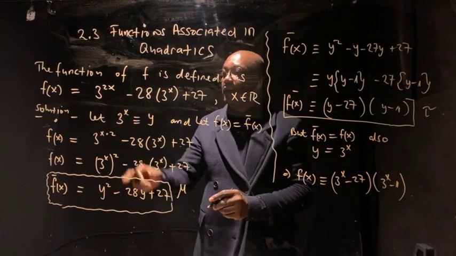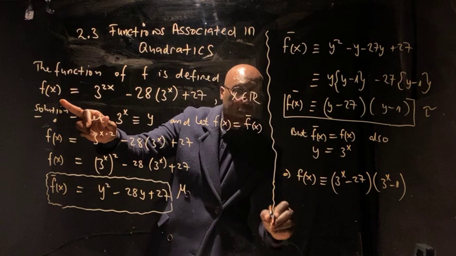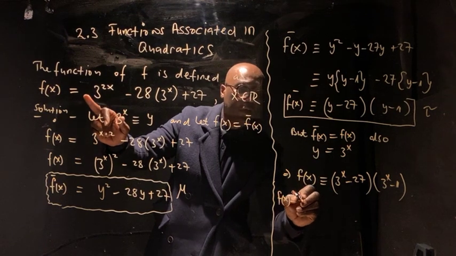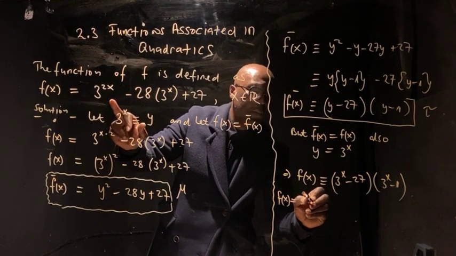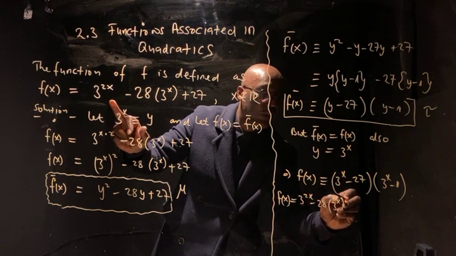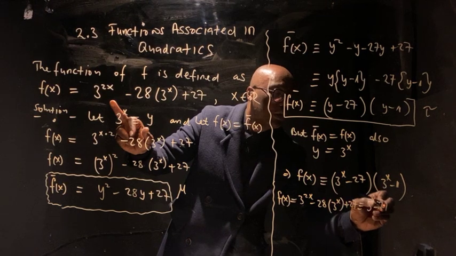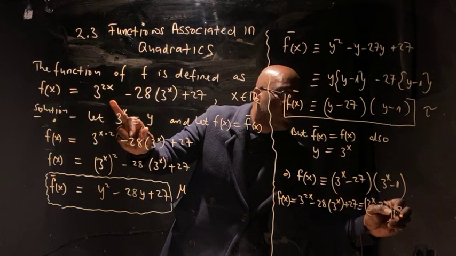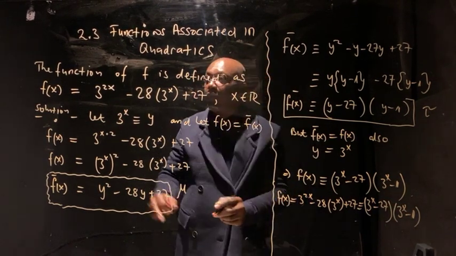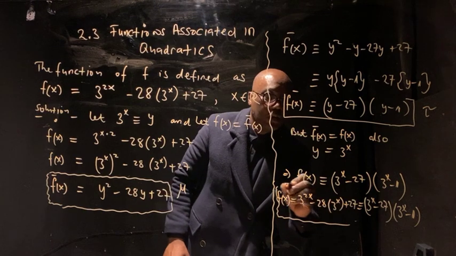So we can see that the previous given equation f of x, which is 3 raised to the power 2x minus 28 times 3 raised to the power x plus 27, is very much identical to 3 raised to the power x minus 27 times 3 raised to the power x minus 1. Very good. So we can see that this equation is now of this form.